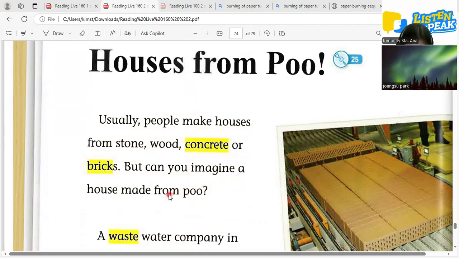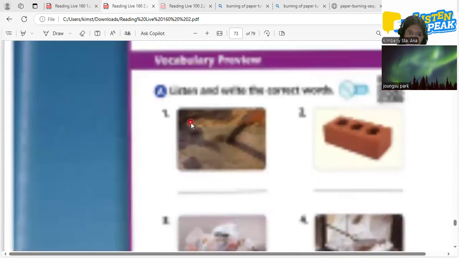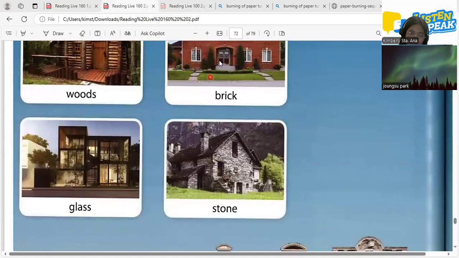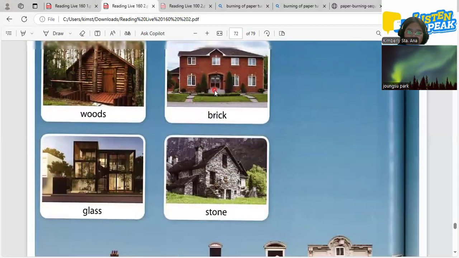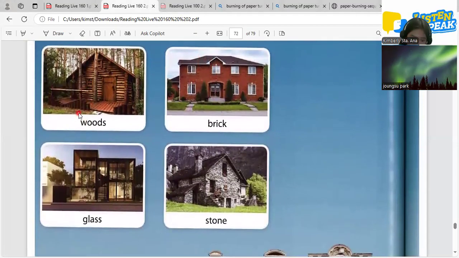I have a question for Jimin. Jimin, what kind of house do you like? You have different kinds of houses here. What do you like? Do you like the wood house, the brick house, the glass house, or the stone house? What do you like, Jimin? You say, I like the.